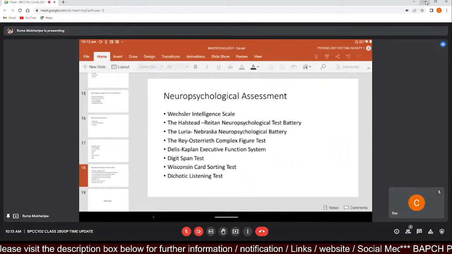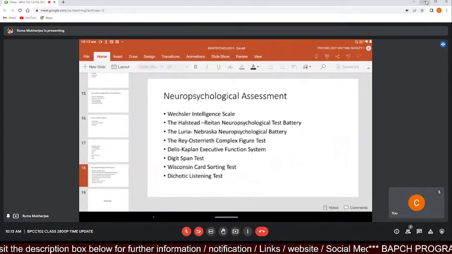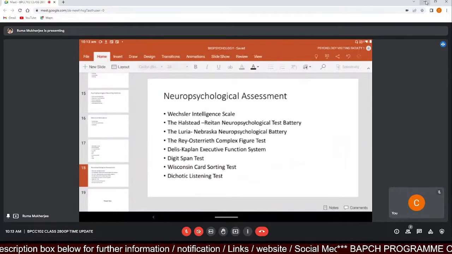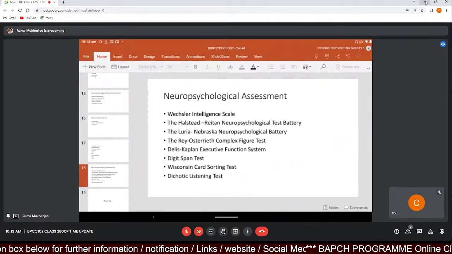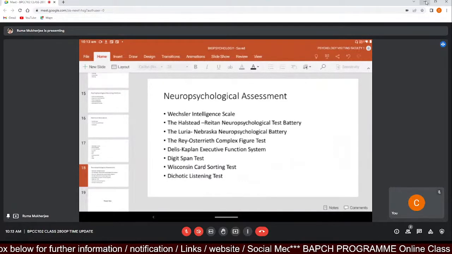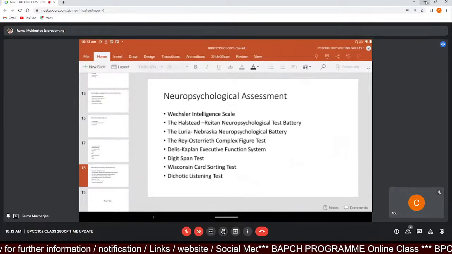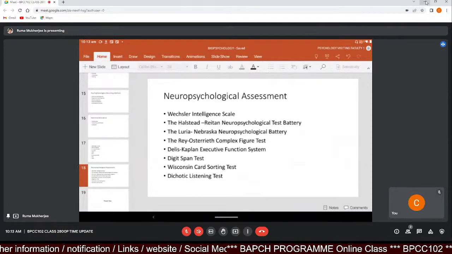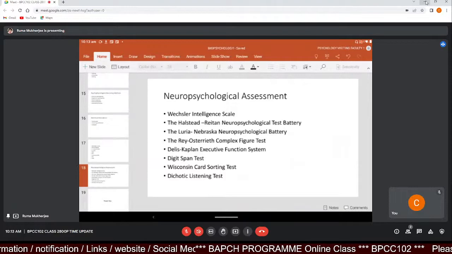Then in brief, I told you about the neural conduction. So what is the membrane potential? What is the resting membrane potential or the RMP? What are the ion channels, etc. Now in the next class, I will start with the synaptic transmission.